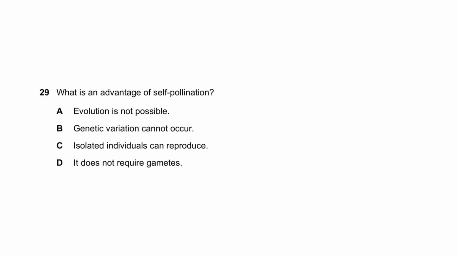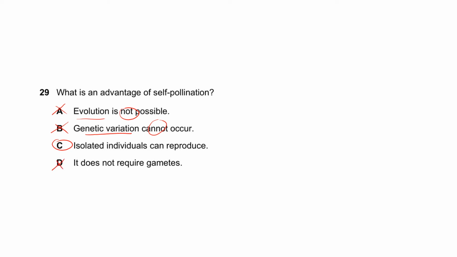Question 29 says, what's an advantage of self-pollination? Evolution and genetic variation are both advantages, so them not occurring is a disadvantage. Option C is correct because isolated individuals can reproduce in self-pollination since they don't need close-by partners. D says it does not require gametes. This is not true.